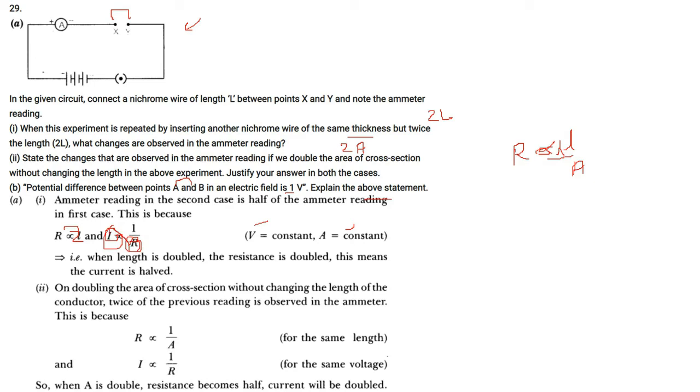Then the second part: if we double the cross section area to 2A without changing the length of the conductor, twice the previous reading is observed in the ammeter. Why? Because R is rho L upon A, so it is directly proportional to length and inversely proportional to area. And I is inversely proportional to R. So when A gets doubled, the resistance becomes half, and when resistance becomes half, I becomes twice, so the current will become double.